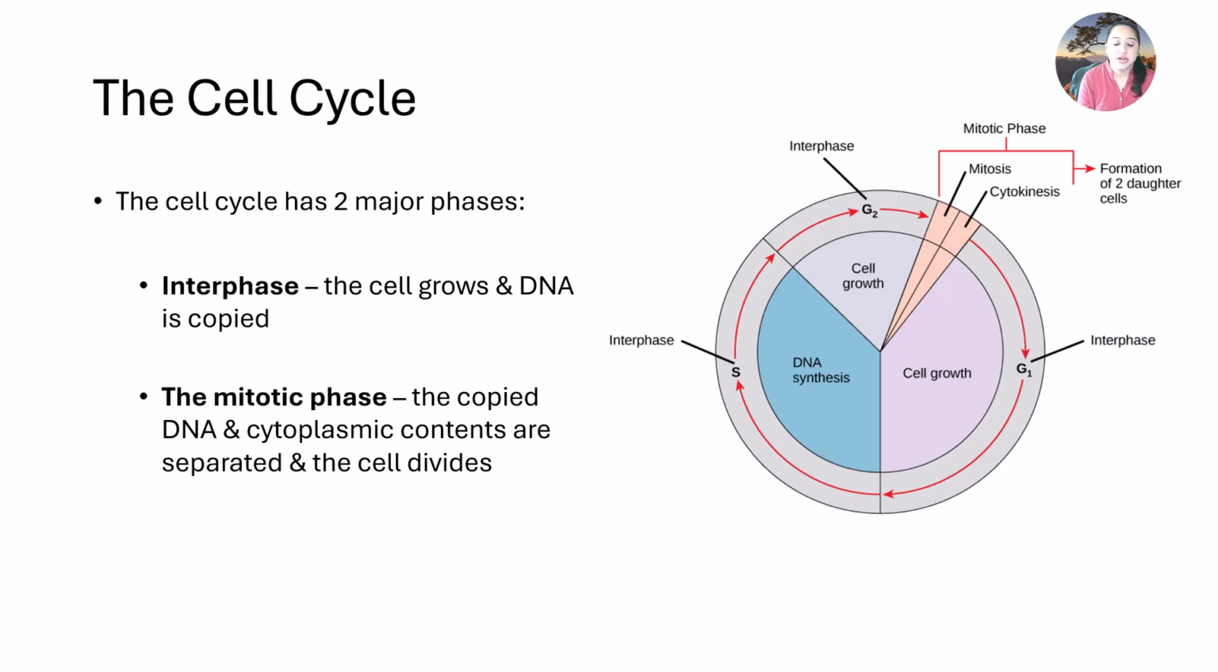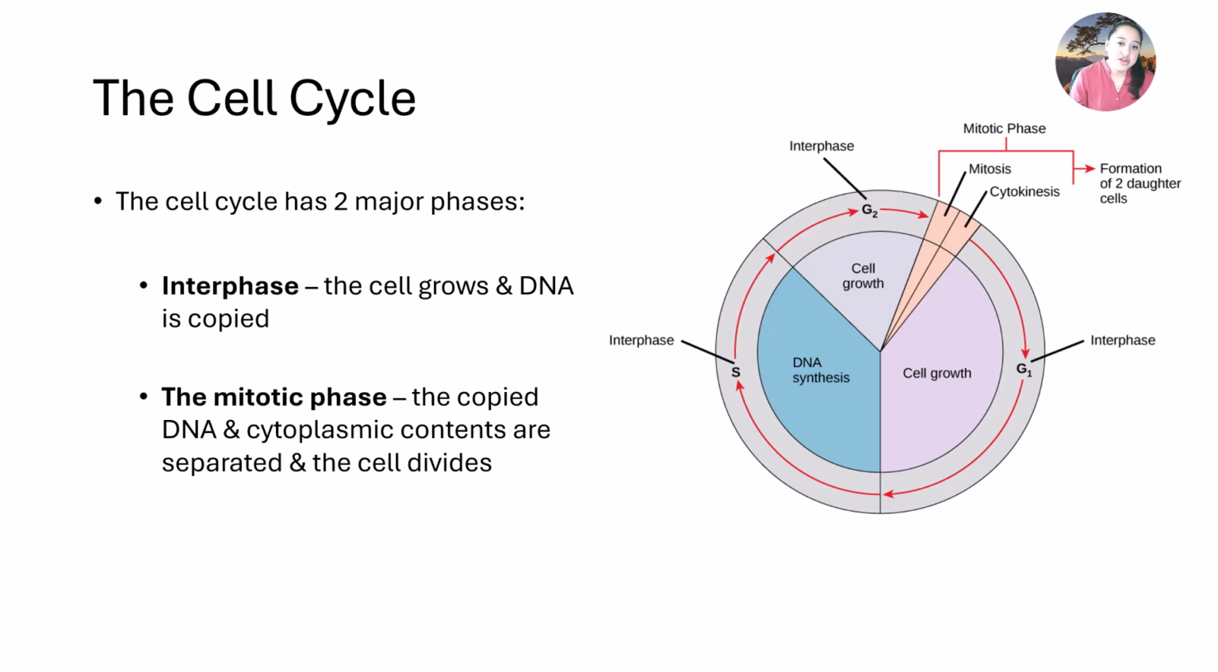So the cell cycle has 2 major phases. Of course, we can simplify things in biology, but then there's also going to be more detail. But to break things down first, the overall cell cycle is 2 phases. So interphase, that's shown by this outer circle in gray. All of these steps outside is interphase. And then a small portion is the mitotic phase.